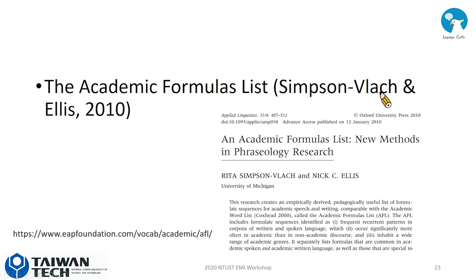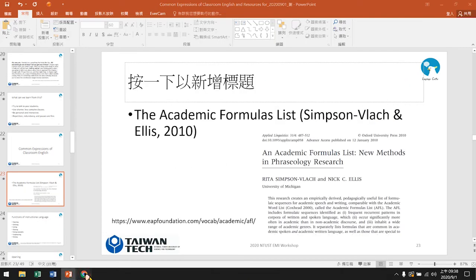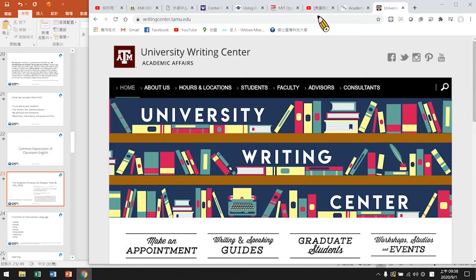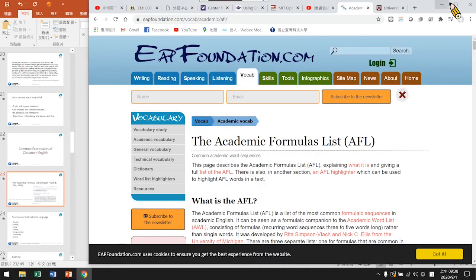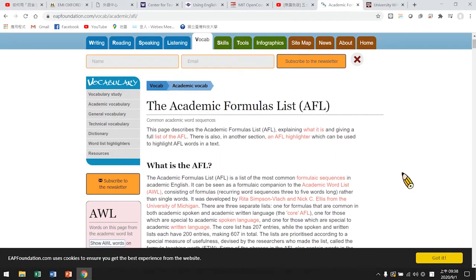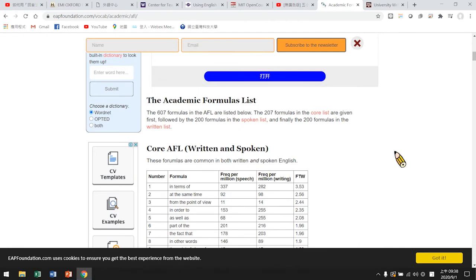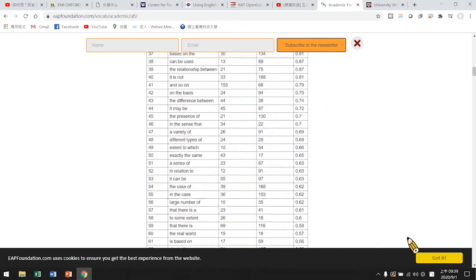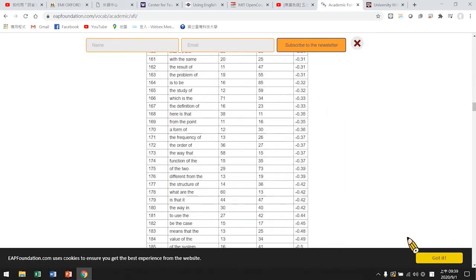Expressions. And then, if you're familiar with those, you can produce more native-like language, and also you can understand the talk better. So I'll show you some of the words here. So this is AFL, and there are two parts actually. There is a list for written English, and there's a list for spoken English. Okay. So I'll show you the spoken one.